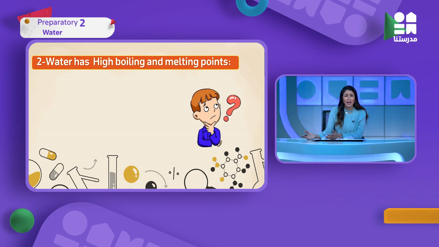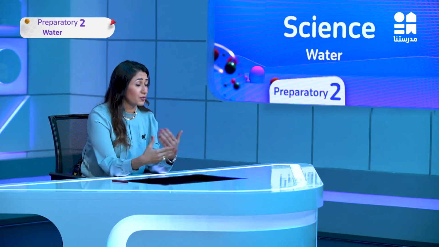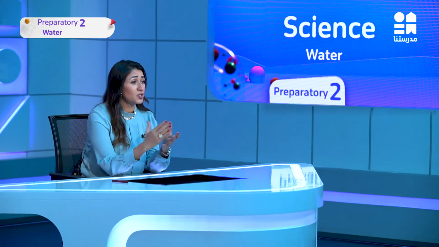What's meant by water has high boiling point and high melting point? We know that matter can change their states. Like water, it can change into ice, and ice can change back to water, and water can change into water vapor, and water vapor can change back into water, and so on. So states of matter concerning the water, they can change.